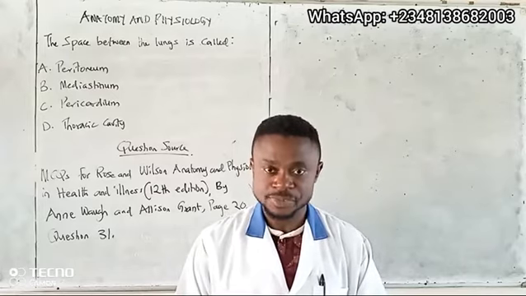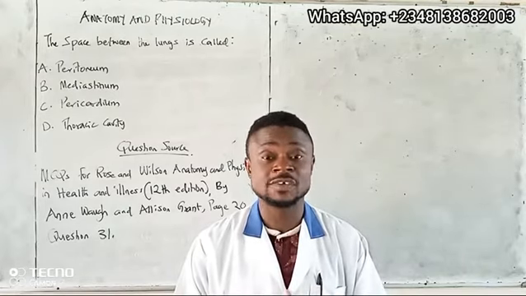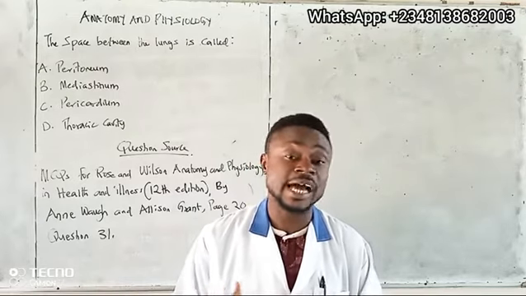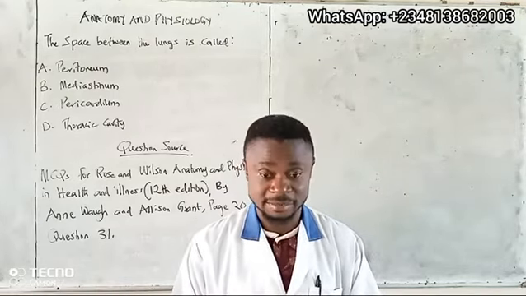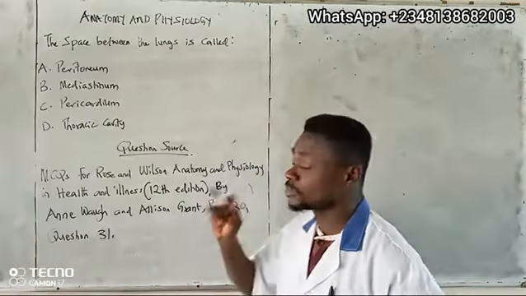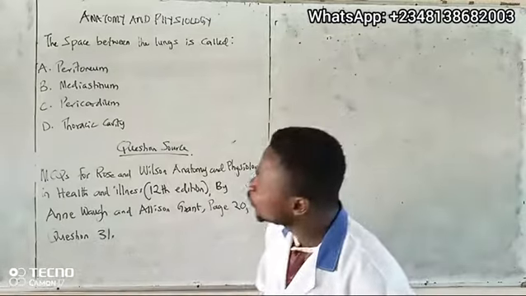Now, you also have the esophagus. Then we have lymph nodes and lymph vessels also there. The nerves are also there. These are the contents of the thoracic cavity. Now let's go back to the question.